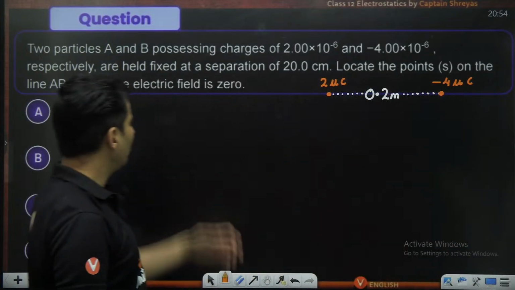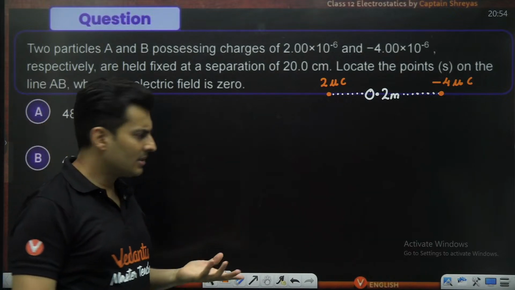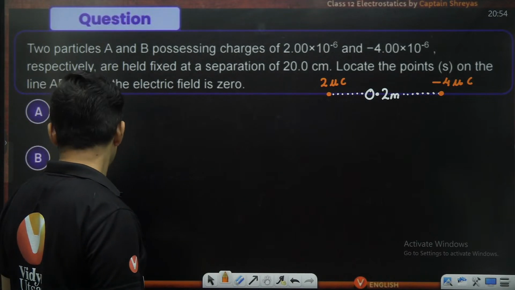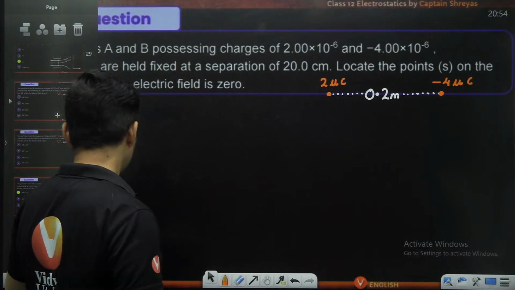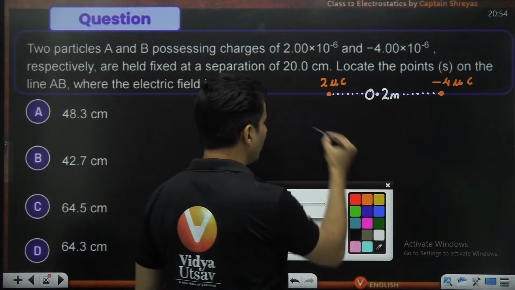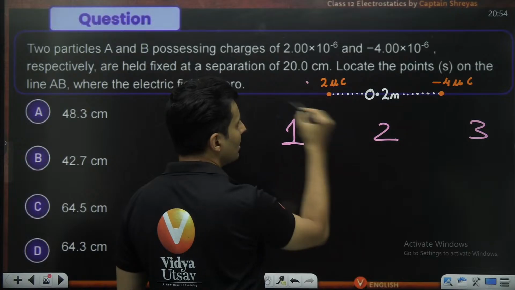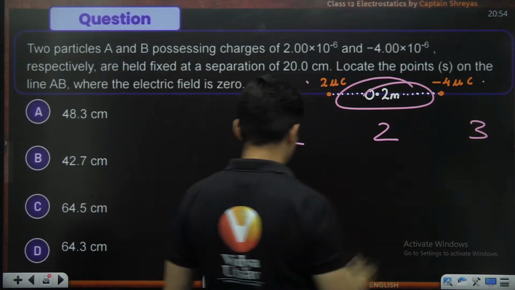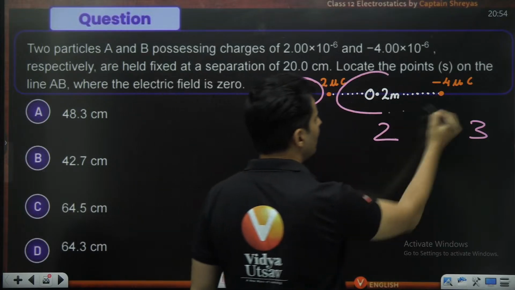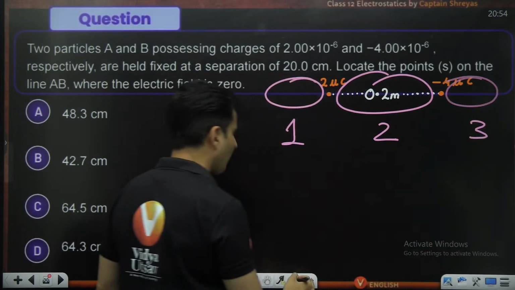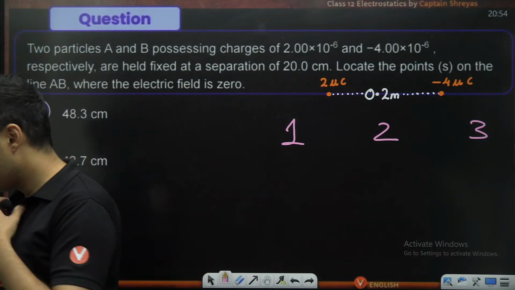Now, because of both of them, somewhere the electric field will be 0. What is your guess? Just think logically. Where is your guess that the field will be 0? Is it in zone 1 or zone 2 or zone 3? That means here or here or here. Which side will the field be 0? Come on, put up the answer in the chat box.